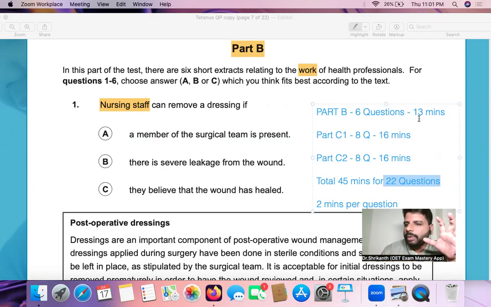So this is a good way of dividing your time. Part B, 6 questions, spend up to 2 minutes per question. So that is 13 minutes for part B. And then for each part C, you have 8 questions, and you have 16 minutes maximum. If you divide your time like this, within 45 minutes you will be able to complete the 22 questions.